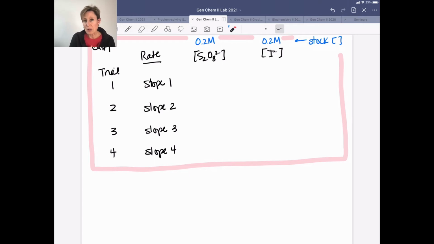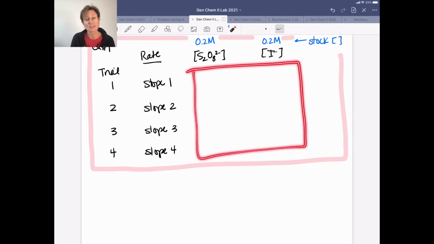So after we plot this data, and Dr. Brown has a great video that walks through how to actually plot this data and then get your slopes, which are going to be your rates, we're going to have these in here. Now we need to figure out how to fill in the rest of this table.